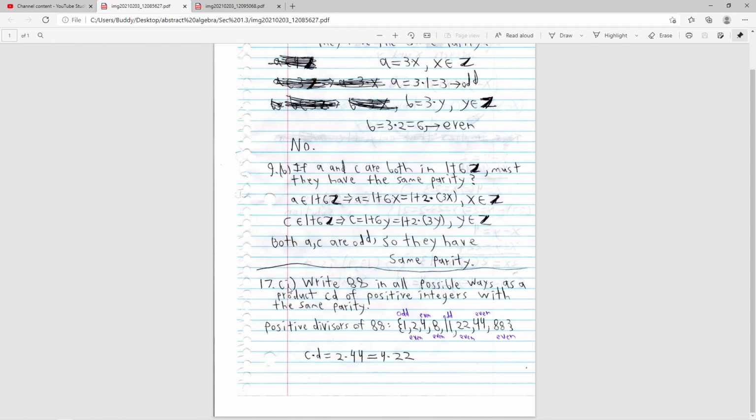And this question has two parts. First part, write 88 in all possible ways as a product cd of positive integers with the same parity. So positive divisors of 88. We need the same parity, so we only have 2 and 44, and 4 and 22. 1 times 88, 1 is odd, 88 is even. 8 times 11, 8 is even, 11 is odd, but 2 times 44 are both even, and 4 times 22 both are even. That's part 1, just finding the divisors that have the same parity.